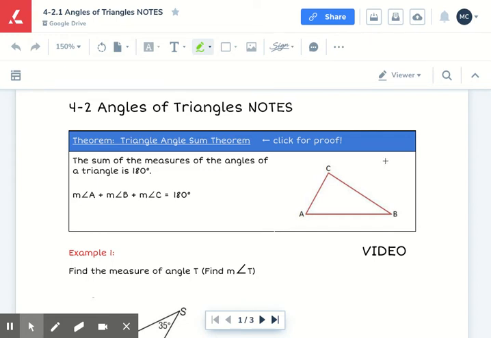Today we're looking at angles of triangles. We have two theorems we're going to examine. The first one is the triangle angle sum theorem.